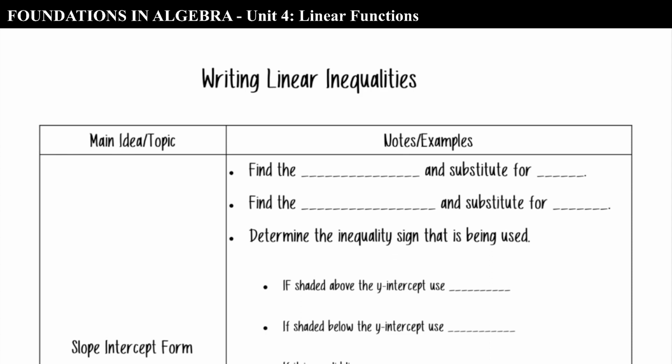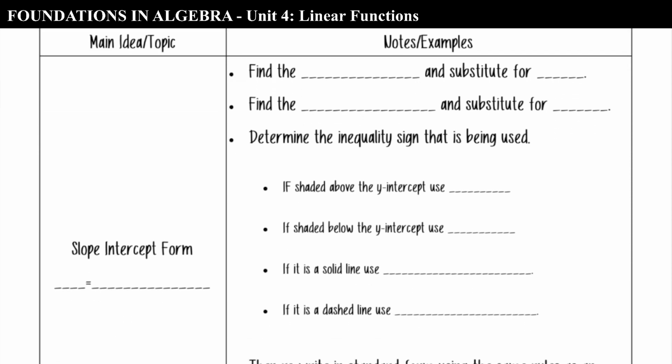So we're going to start off with slope-intercept form because it's easy to work with. Slope-intercept form, as you remember, is y equals mx plus b. This is the form we're going to start with. So you want to find the slope and then substitute that in for your m. You want to find the y-intercept and substitute that in for your b. Nothing really new there.